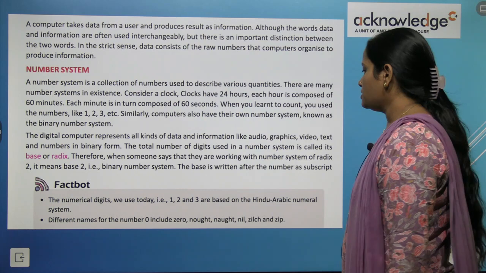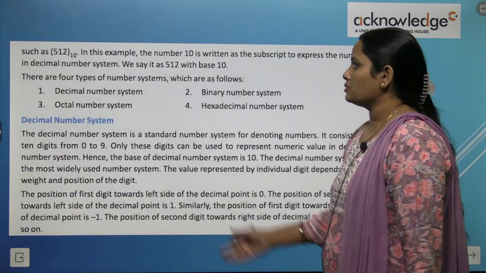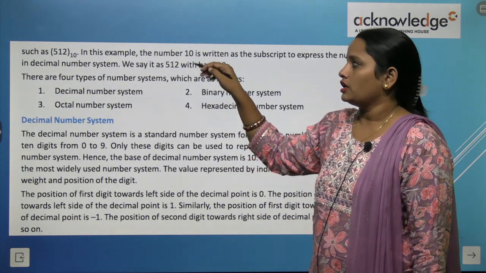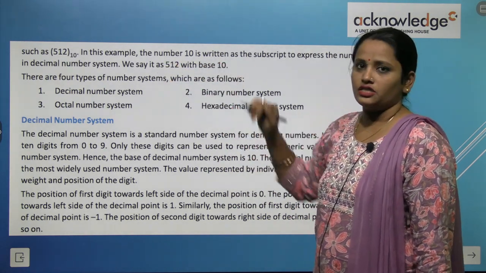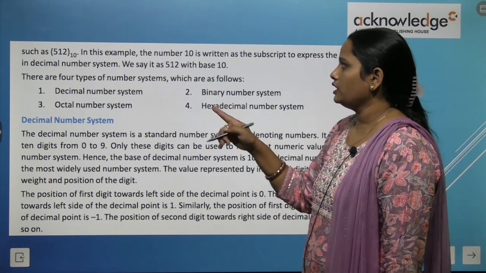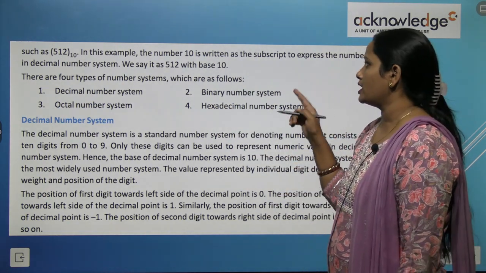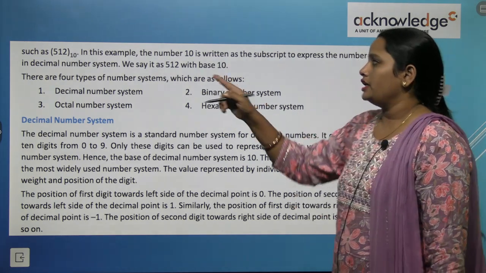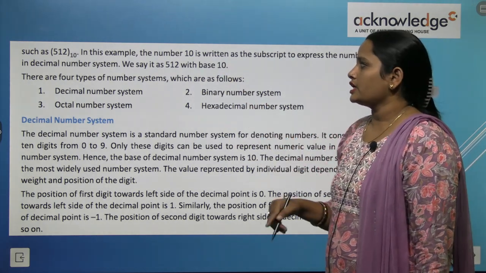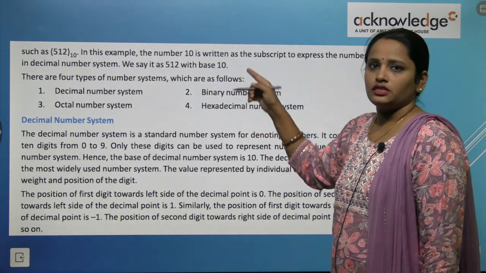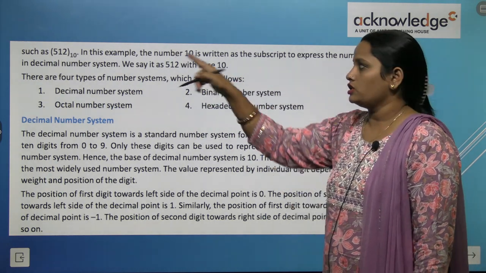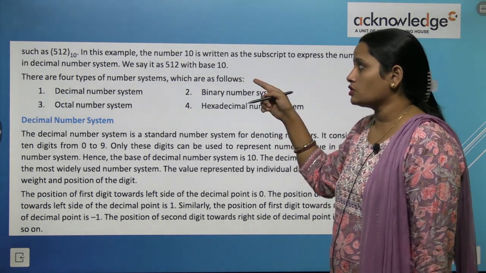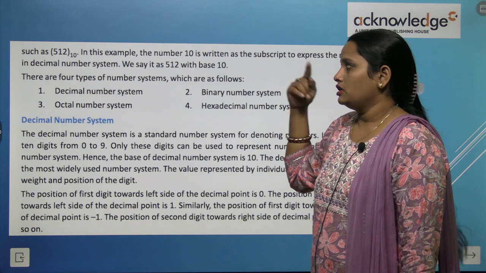The base is written after the number as a subscript, such as 512, and we can see the number 10 is written outside the box. In this example, the number 10 is written as the subscript to express the number in the decimal number system. We say 512 is with base 10. So here 512 is there with base 10. This is the way we write in our number system.